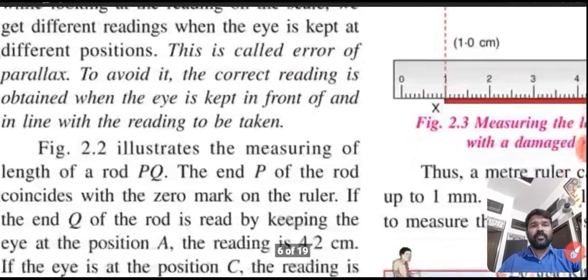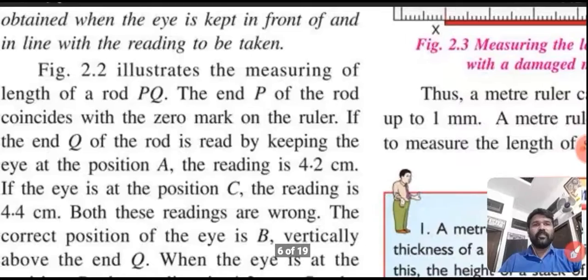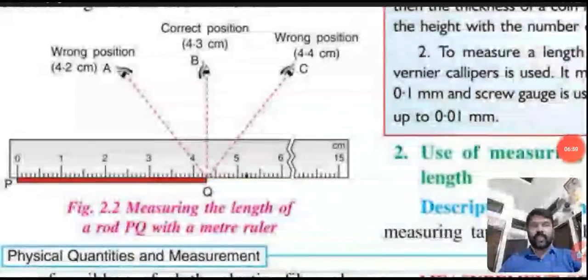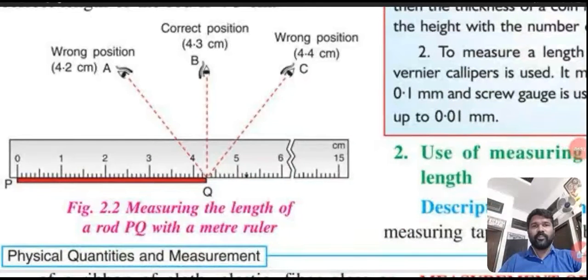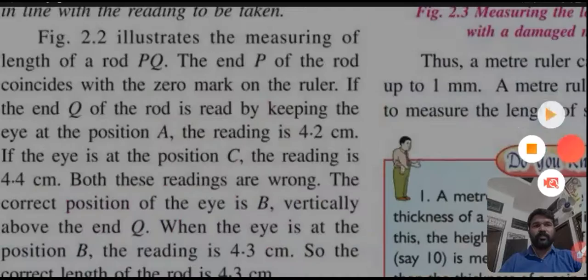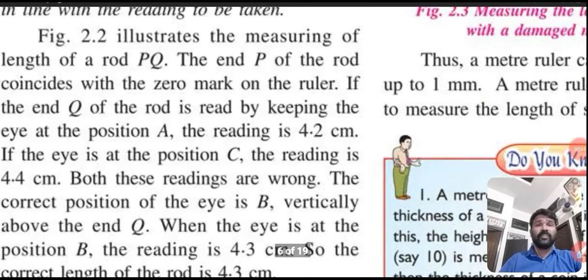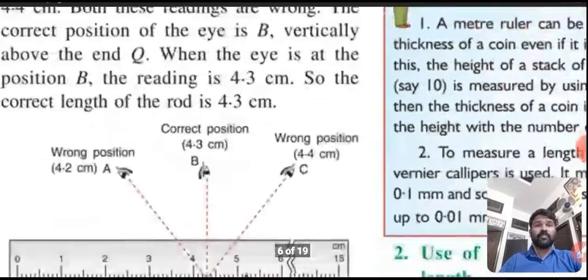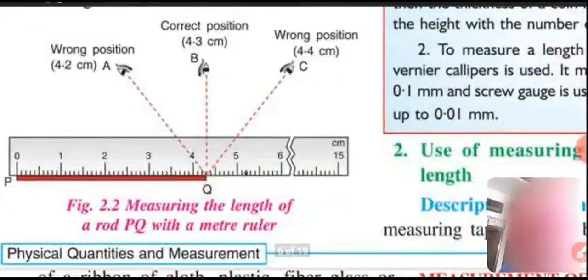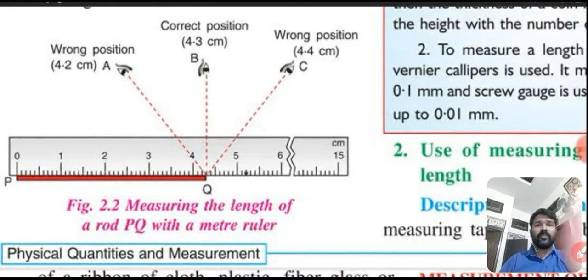Now figure 2.2 illustrates the measuring length of a rod PQ. So here is a diagram, please observe it, figure 2.2. Okay, how to measure the length of an object. You have observed that the end P of the rod coincides with the 0 mark on the ruler. Okay, P coincides with the 0 mark on the ruler.